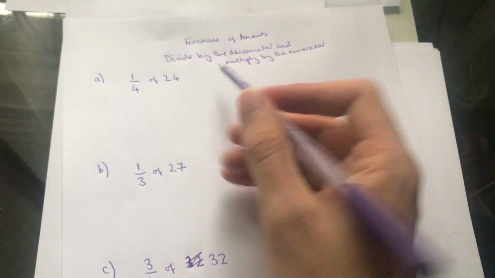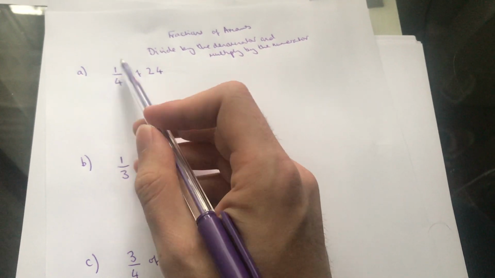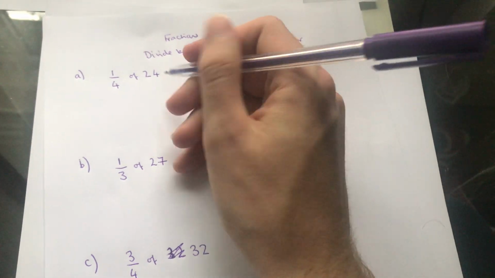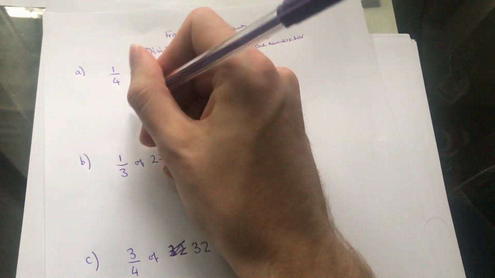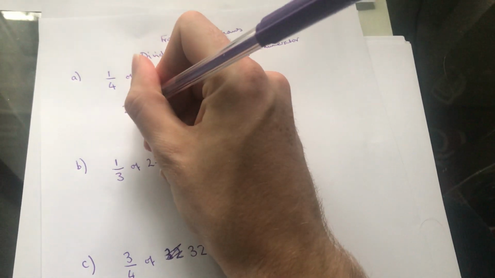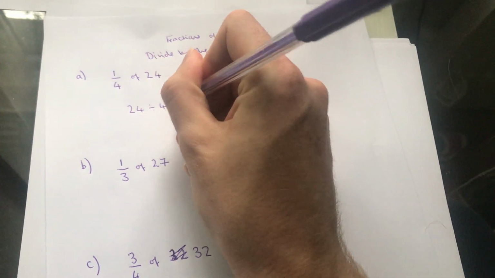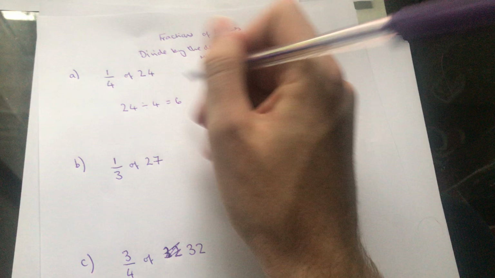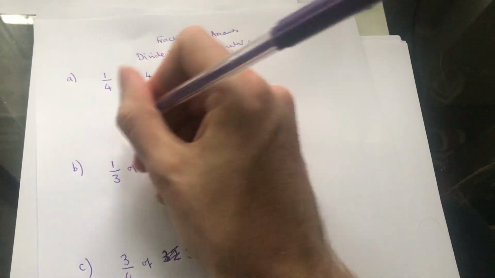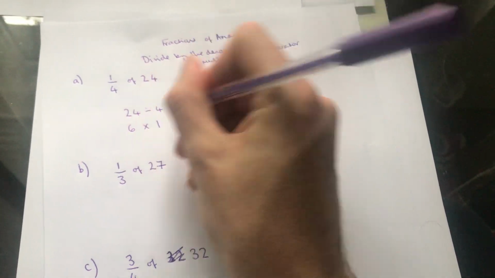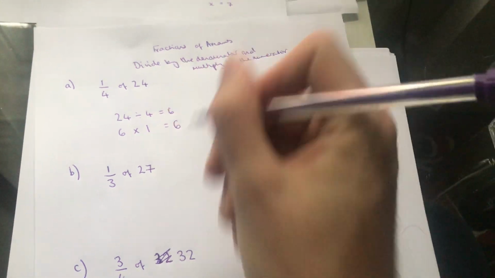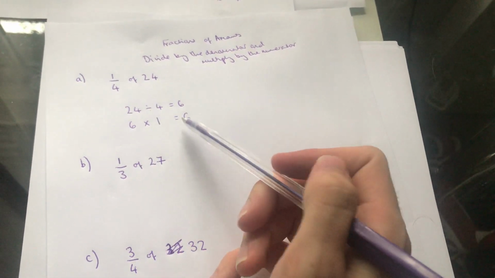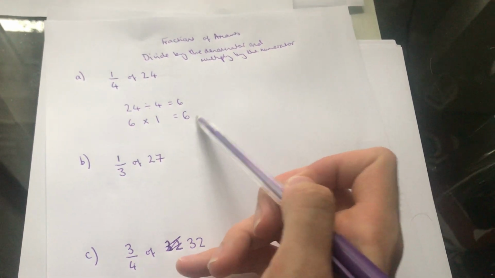So let's first divide by the bottom number of the fraction, the denominator. So divide 24 by 4. 24 divided by 4 equals 6. And then we multiply by the top. So 6 multiplied by 1 is just 6. We're left with 6. So that's our first: 1/4 of 24 is 6.